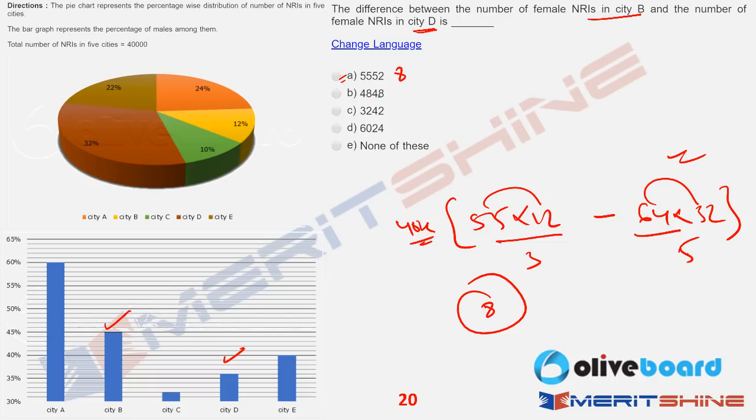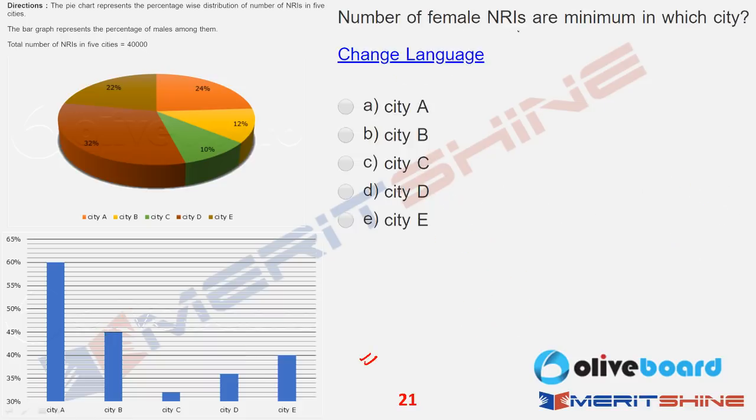And let's see, 12, 12 is 3, 3, 6. Yeah, how much is this? 9, 2. This is how much? 10, 12, 13 means, sorry, 12 means 3, right? So only 8 is this, clearly my answer. We can move forward. The number of female NRIs are minimum in which city?